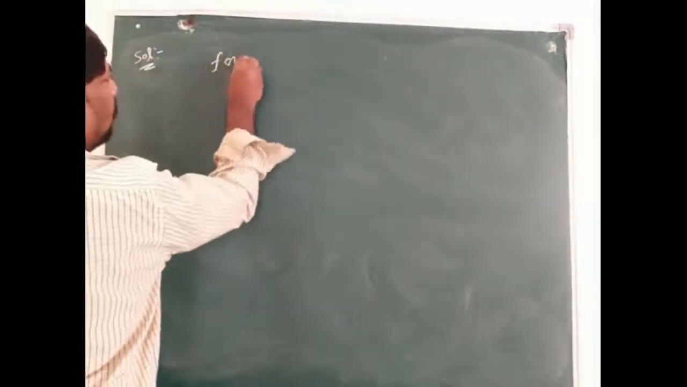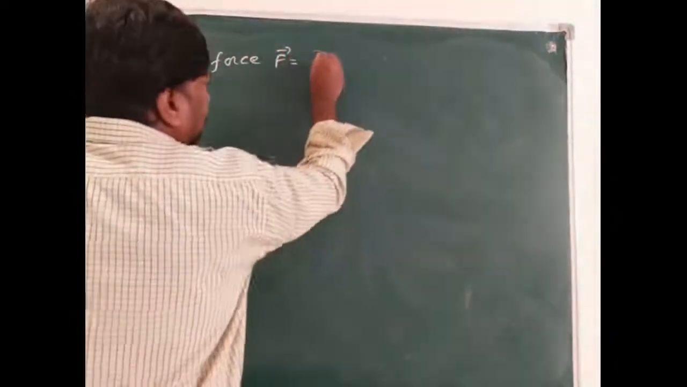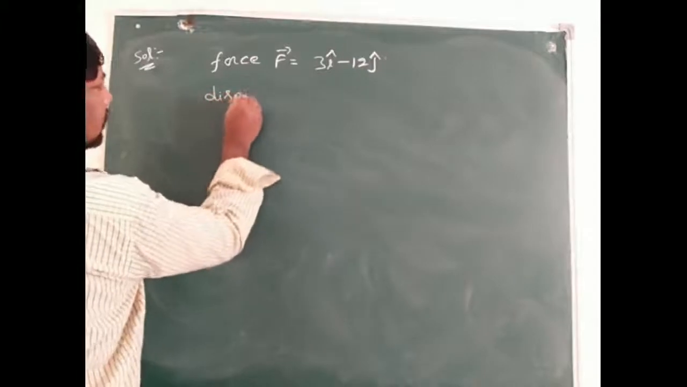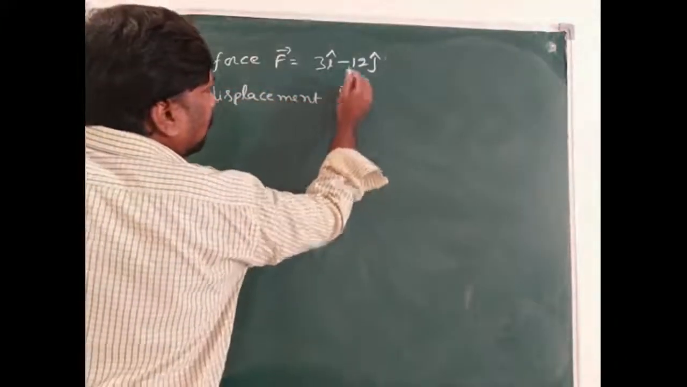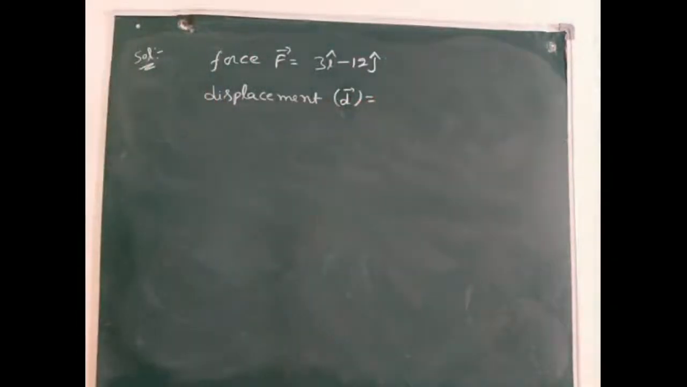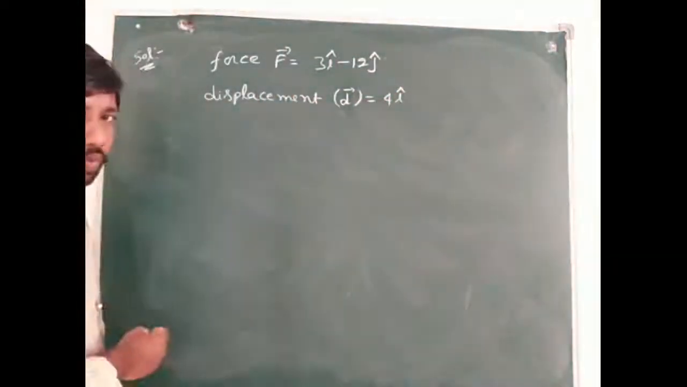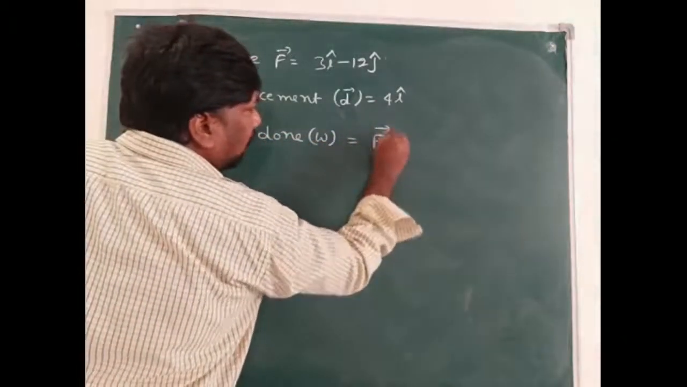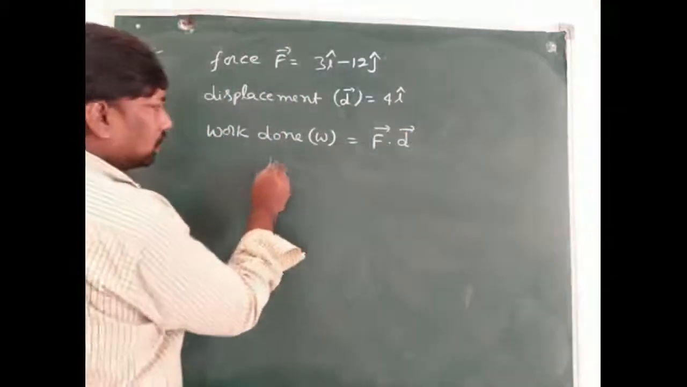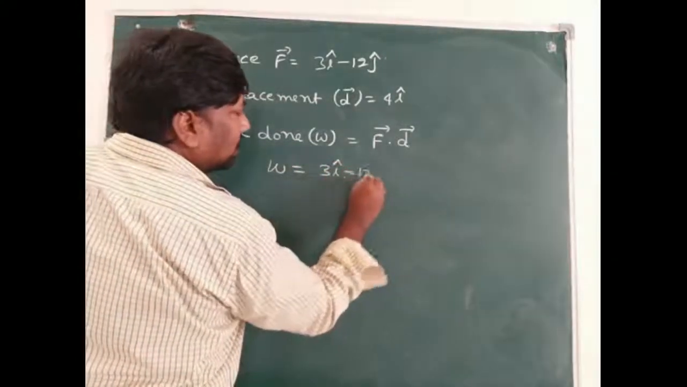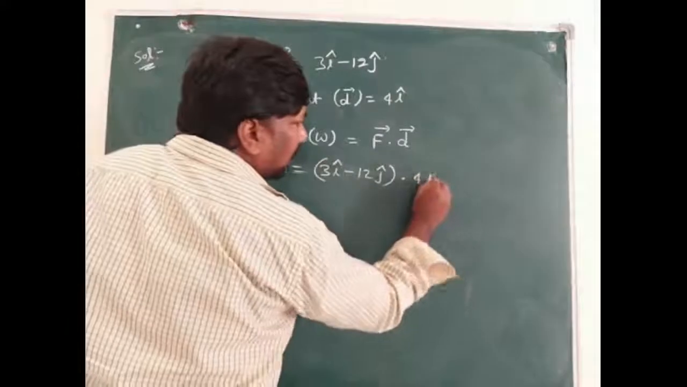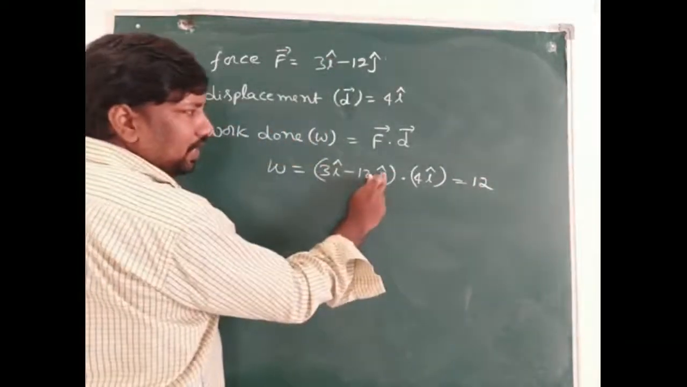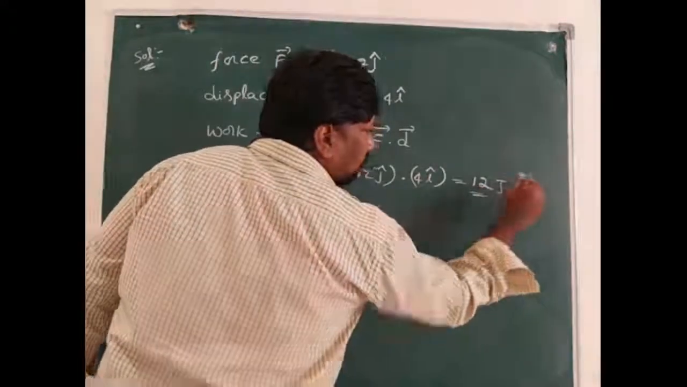So here force F bar equals 3i cap minus 12j cap, and displacement d bar equals 4i cap. Now we can find the work done. Work done W equals the dot product of force and displacement. So F bar dot d bar means 3i cap minus 12j cap dot 4i cap. Here i cap dot i cap is 1, so 3 into 4 is 12, plus the j cap term, whose value is 0. So 12 joules.